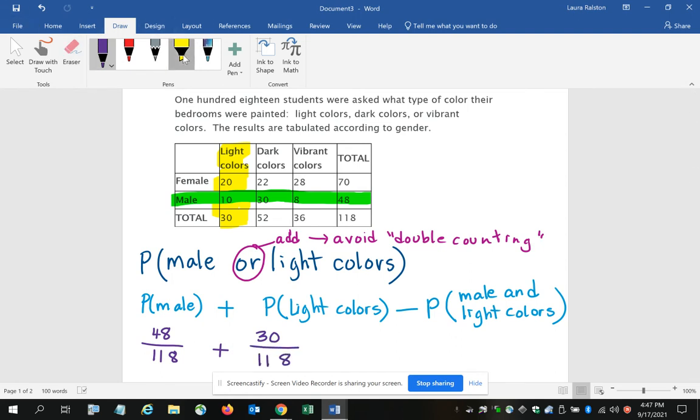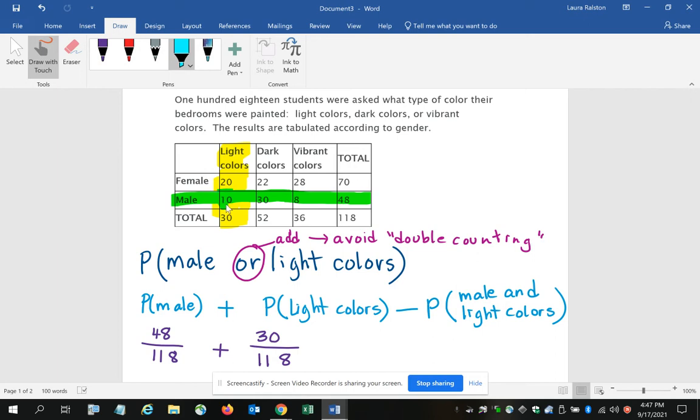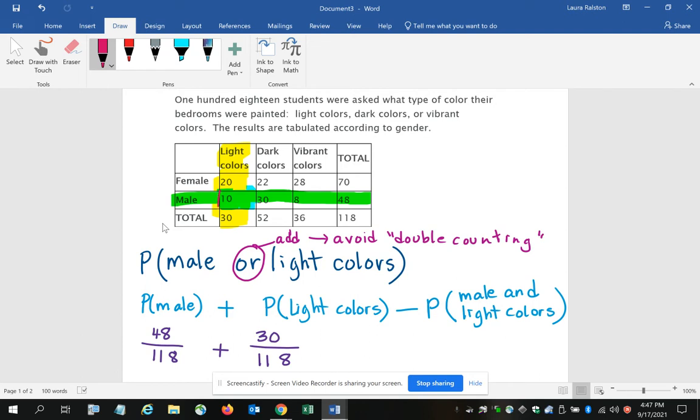But if you'll notice, the challenge that we have here is we counted this block right here, and let me maybe highlight it in a different way. We counted this block of 10 twice because I counted them because they were males, but I also counted them because they were light colors. So this block has been double counted. So we have to subtract off that double count. And then we do the math from there.